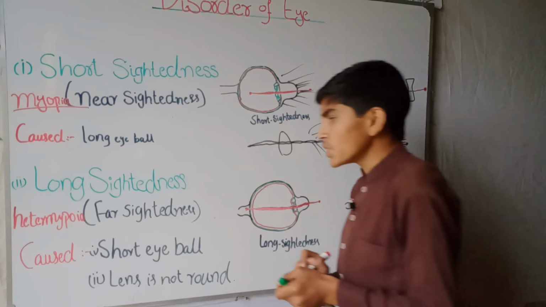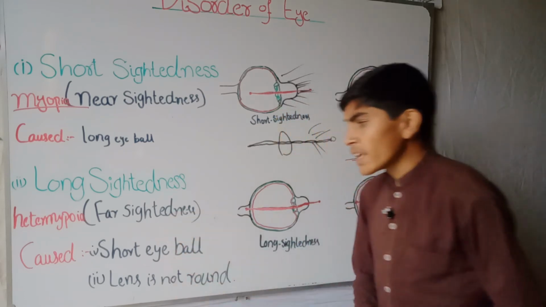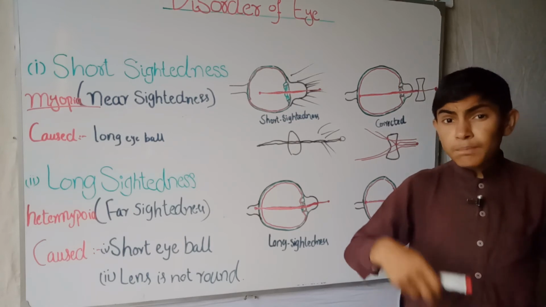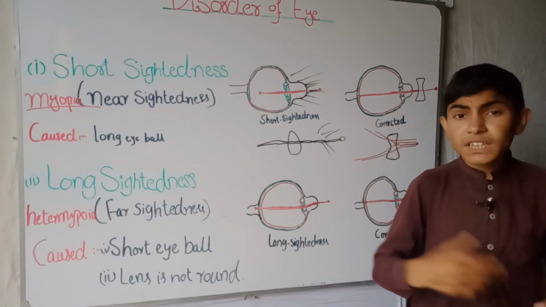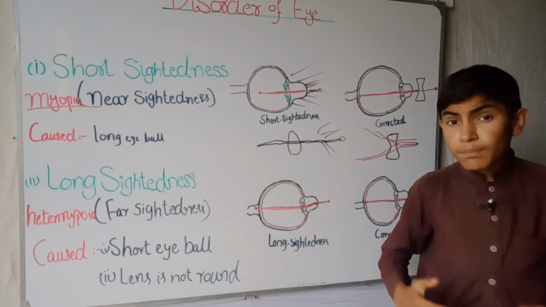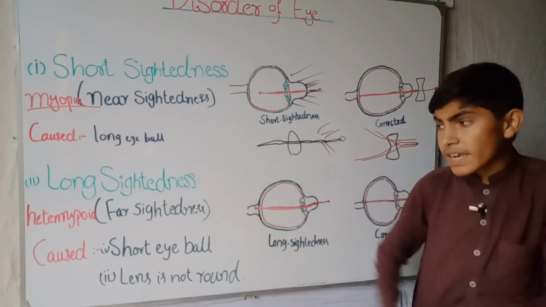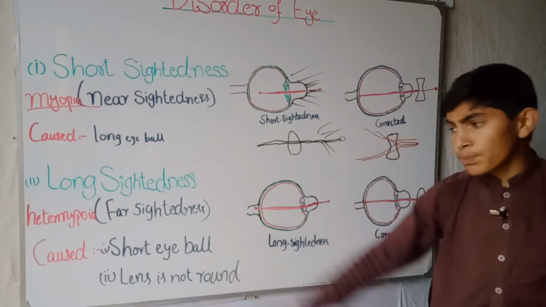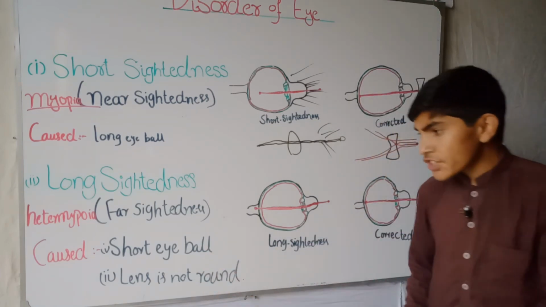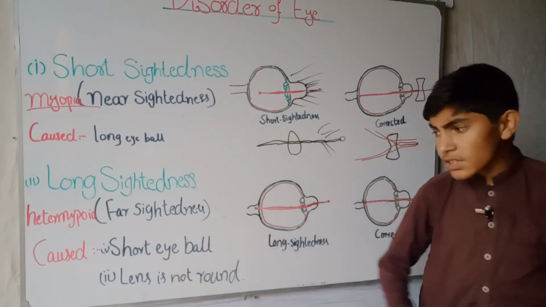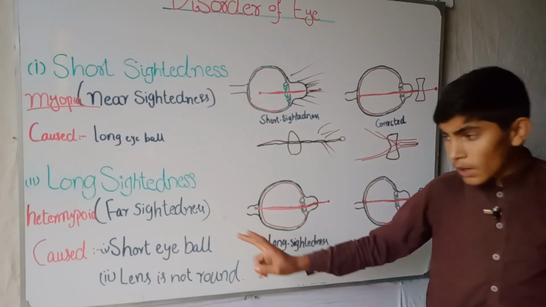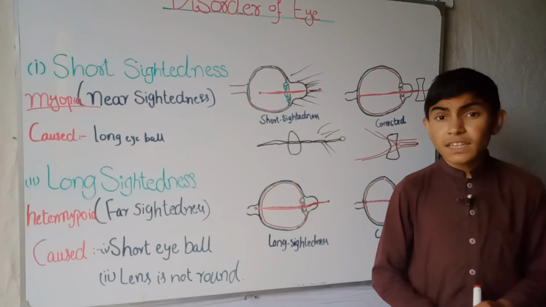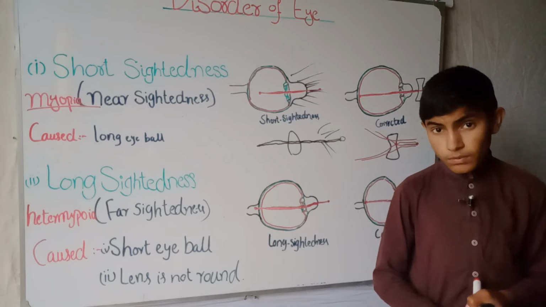Next is long-sightedness. In long-sightedness, a person can see far objects but cannot see near objects. Therefore, we can say it is far-sightedness. Its scientific name is hypermetropia. If we talk about its causes, there are two main causes. One is the short eyeball, and second is the lens is not round.